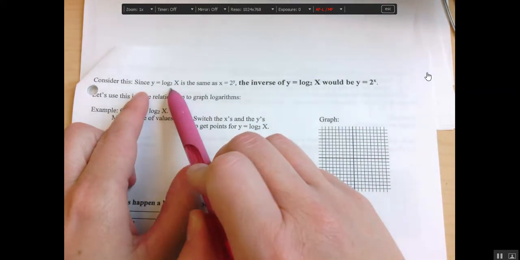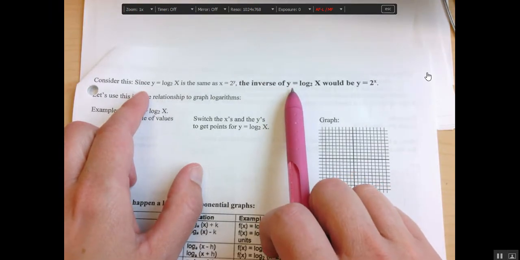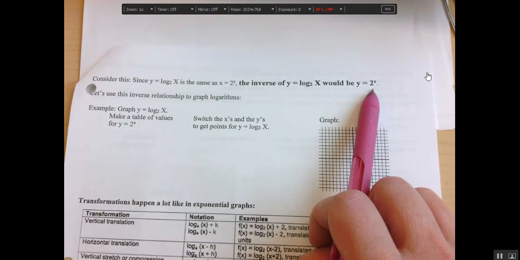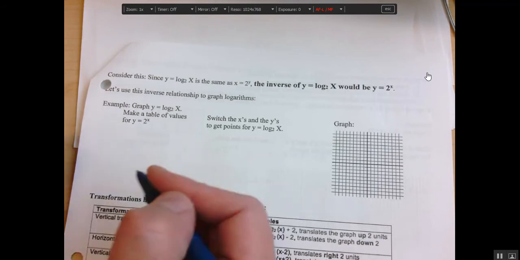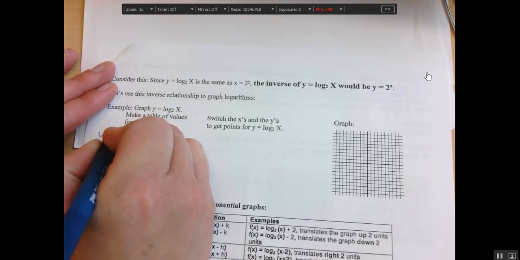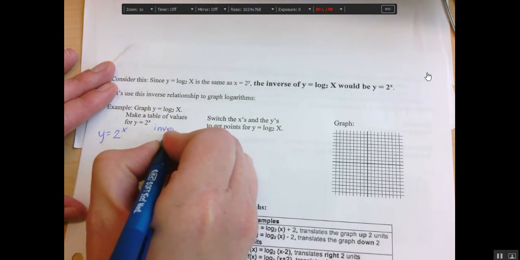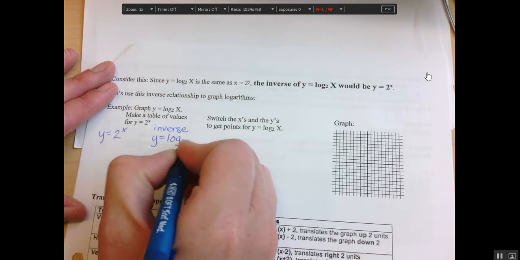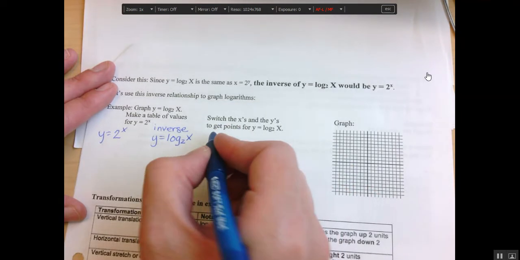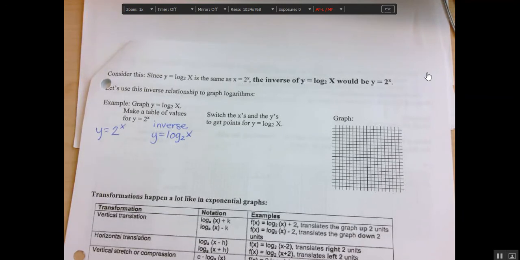Since y equals log base 2 of x is the same as x equals 2 to the y, the inverse of the logarithm is the exponential. We can use that to make our graph. So we are going to make 3 tables of values. The first one is for y equals 2 to the x. The second one is for its inverse, which is y equals log base 2 of x. And we don't need a third one because there's no transformation. We would do a third one for a transformation though.